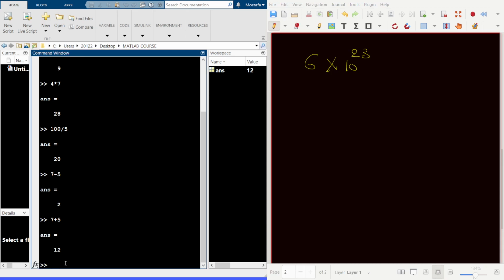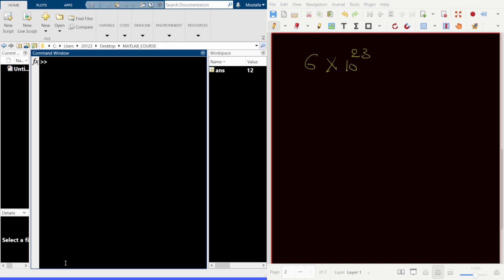And while we do this, let's learn the following command, CLC, that will clear the screen, but it doesn't clear the memory. In fact, as you see here, the variable answer is still in the memory of the computer, but the screen is cleared for us. So let's actually learn how do we write 6 times 10 raised to power 23. I can, of course, write it in this way. 6 times 10 raised to power 23. So that's actually correct. There is nothing wrong in that.